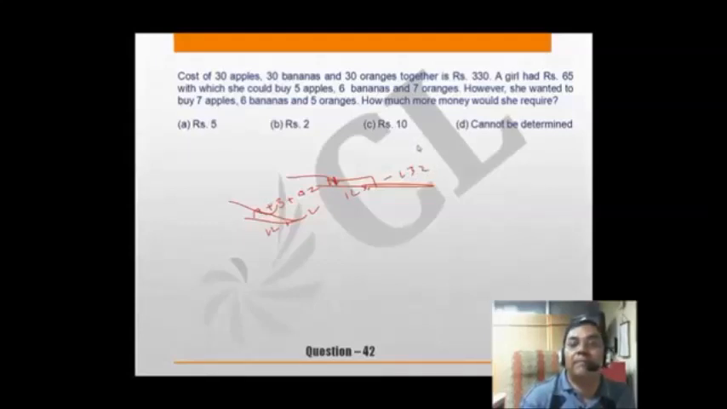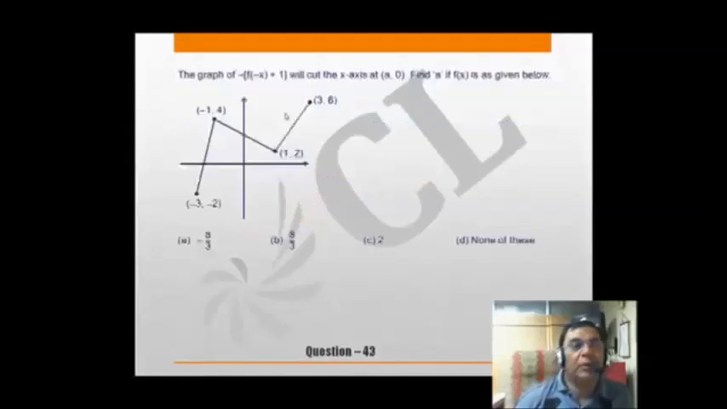Okay. 30, that means 40%. So that means 2 rupees. She only needs 2 rupees. ठीक है ना? That was a very simple question. Okay. Again, this will be a difficult question. So let's leave it at this.